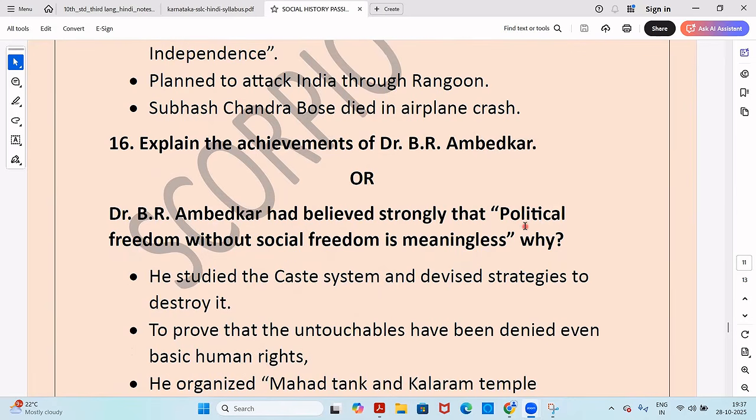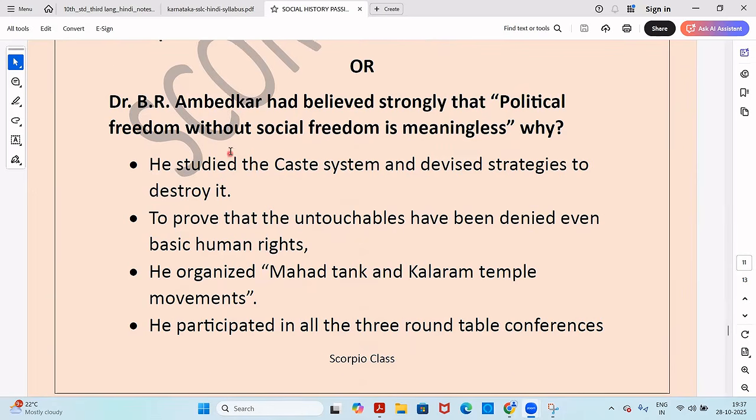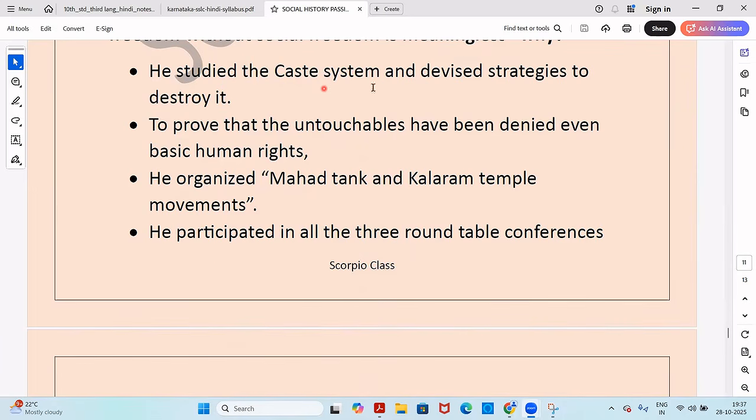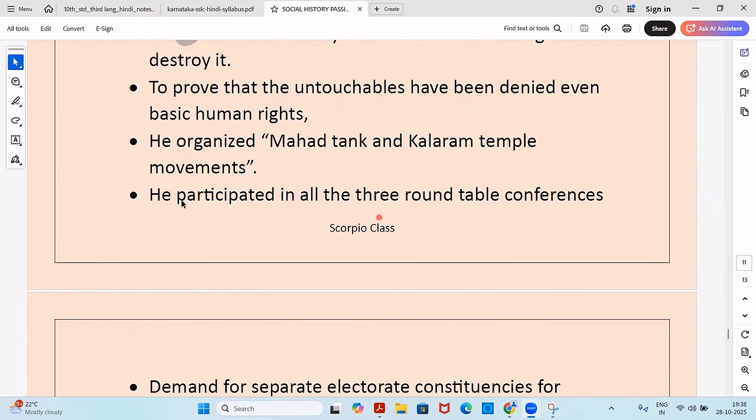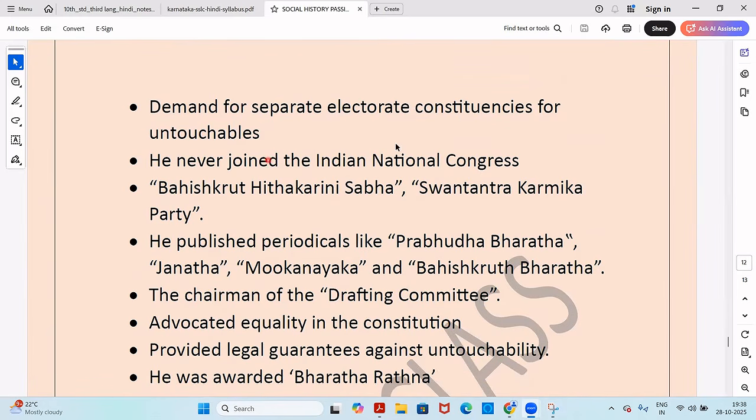Next question. Explain the achievements of Dr. B.R. Ambedkar, or Dr. B.R. Ambedkar had believed strongly that political freedom without social freedom is meaningless. Why? So again, two types of questions and answers remain the same. So he studied the caste system and devised strategies to destroy it. To prove that the untouchables have been denied even basic human rights, he organized Mahad Tank and Kalaram Temple movements. He participated in all the three round table conferences, demanded separate electorate constituencies for untouchables.